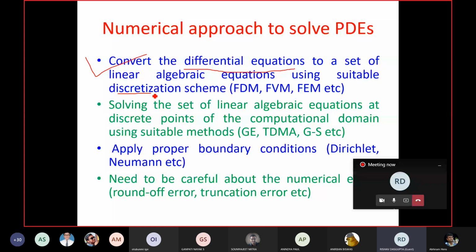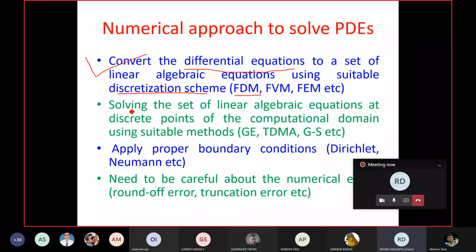Okay, so the TDMA method or Thomas algorithm is more preferred in CFD applications, and another method is known as the Gauss-Seidel method. These methods are very popular in CFD solvers. These are numerical methods for solving a set of algebraic equations. Since after discretization we get a set of algebraic equations, we need to adopt either the Gauss elimination method, the TDMA method, or the Gauss-Seidel method, etc.